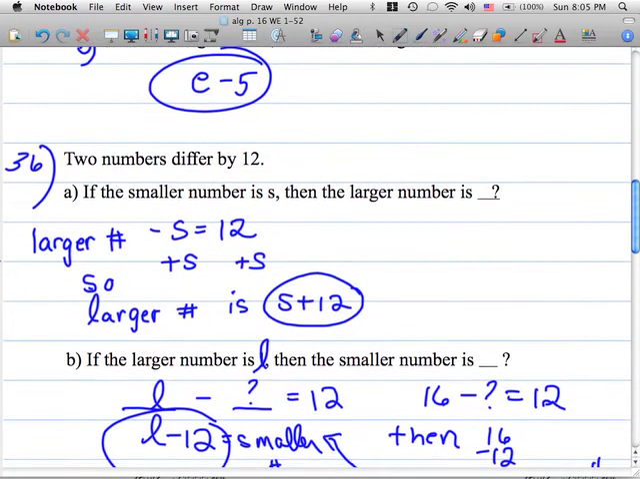36. Two numbers differ by 12. If the smaller number is S, then the larger number is what? So you have this larger number, take away the smaller number, equals 12. If I add the smaller number to both sides, that would give me the larger number. So the larger number is S plus 12.